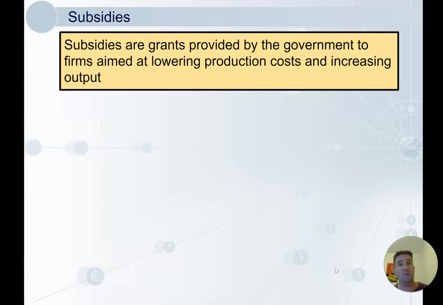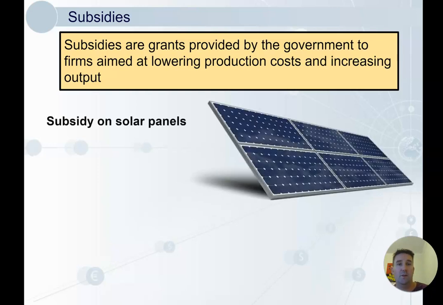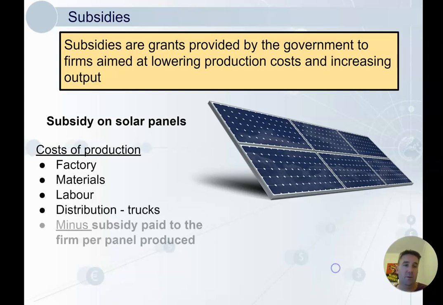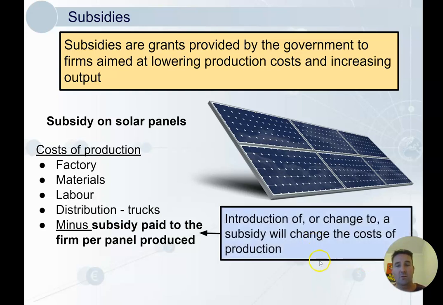Subsidy. This is the opposite to a tax. You actually get paid per unit that you produce. So, for instance, over the years, subsidies on solar panels. So again, it affects the cost of production. What are some of the other costs of production in the factory? The materials, the labor, the distribution, minus, this time you minus the subsidy off that. So it might be $50 per panel, I don't know. And that actually makes it cheaper to produce, which increases supply and shifts it to the right.